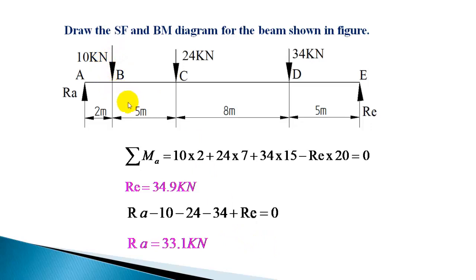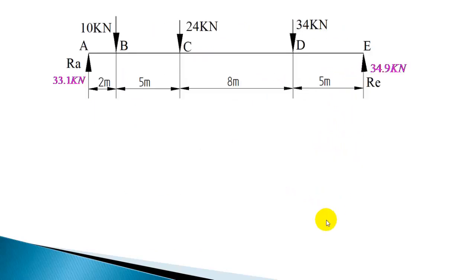Now once you get the support reaction, you can calculate the shear force in the various sections and also bending moment at salient points like A, B, C, D, E. But at A and E, you know, bending moment is 0. At the extreme ends, bending moment is going to be 0.